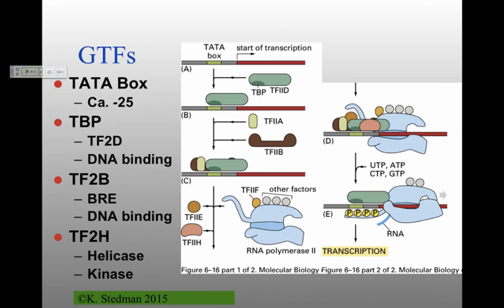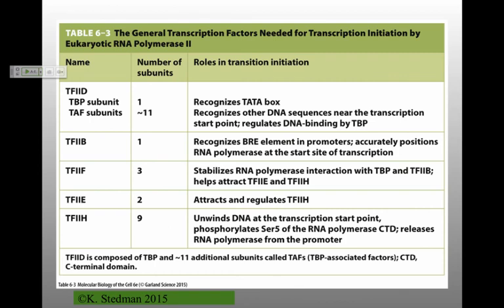So this is just an overview of what I just talked about. TF2D contains TBP, but then a whole bunch of other proteins which are in there, also called the TAFs because they're the TBP-associated factors. TF2B just binds to this B recognition element. F helps the polymerase come along. E brings in TF2H, and TF2H has the helicase and kinase activities.